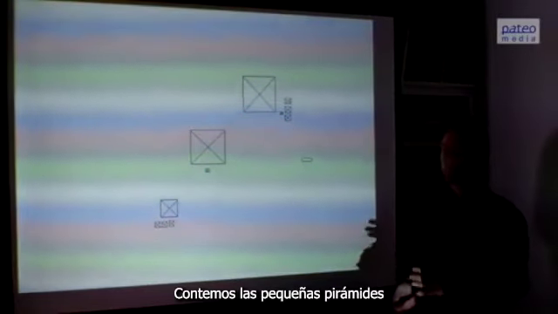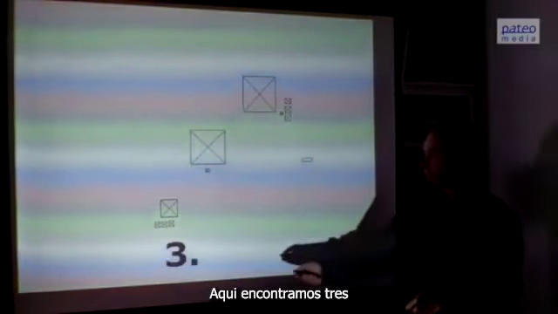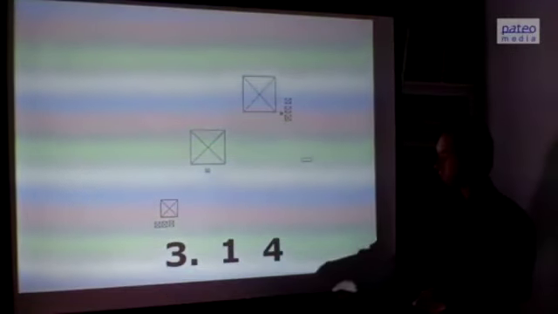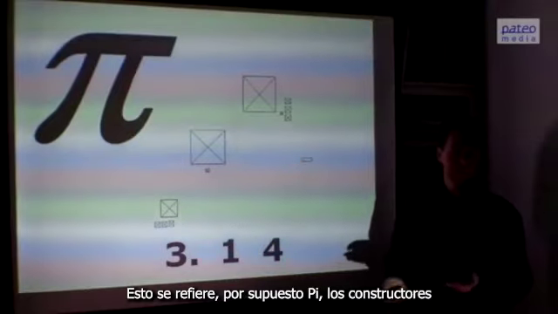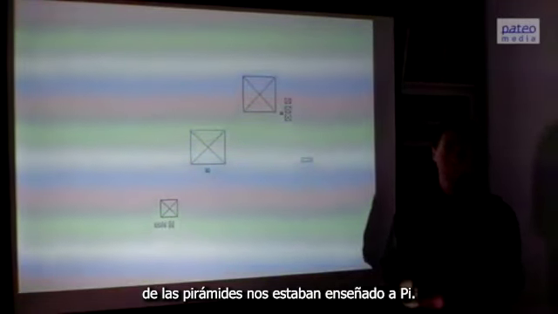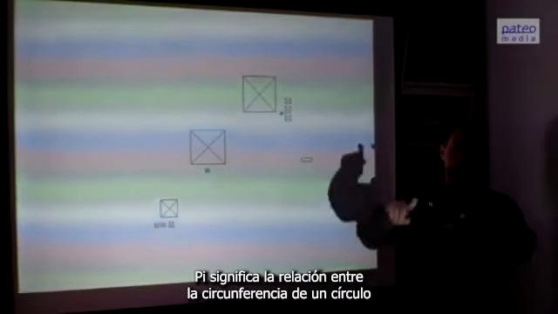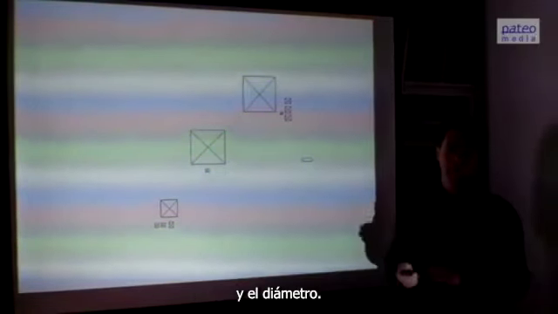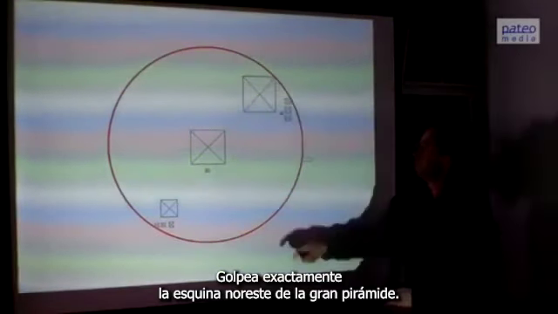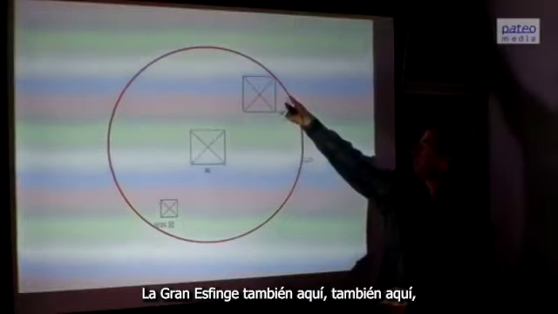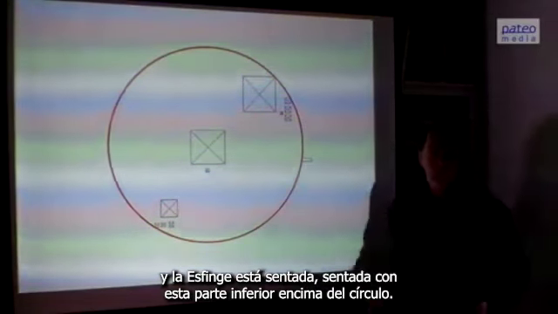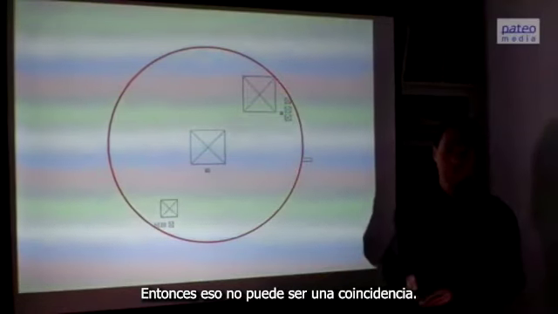What does it mean? Let's count the small pyramids. Here we find 3, here we find 1, and here we find 4. What does it mean? This means, of course, pi. The pyramid builders were showing us pi. Pi means the ratio between the circumference of a circle and the diameter. So let's draw that circle. Here we see that circle. It exactly hits the northeast corner of the big pyramid, the greatest pyramid. Also here, and the Sphinx is sitting with its bottom on top of the circle. So that can't be a coincidence.